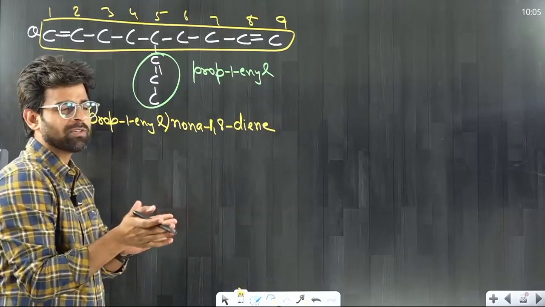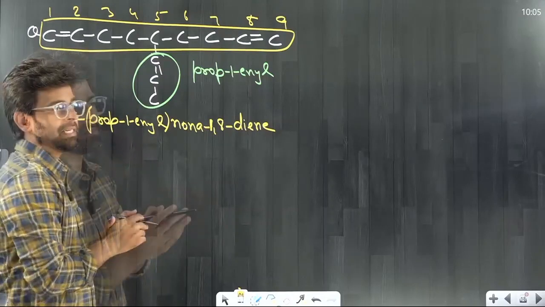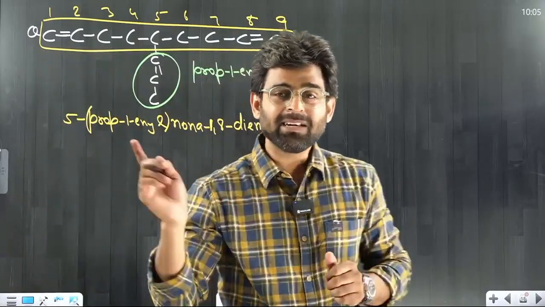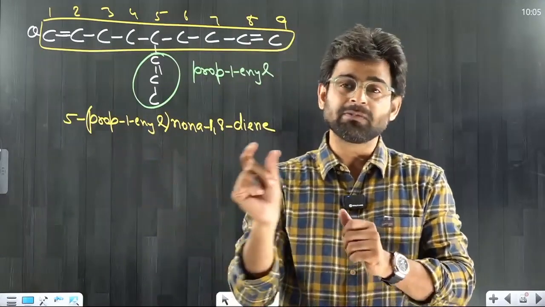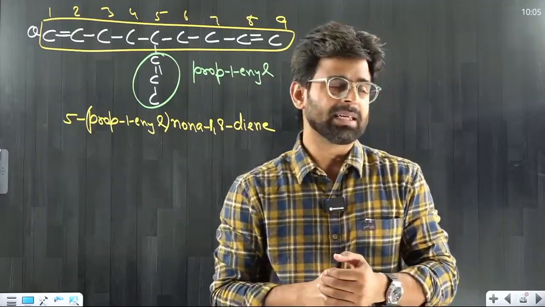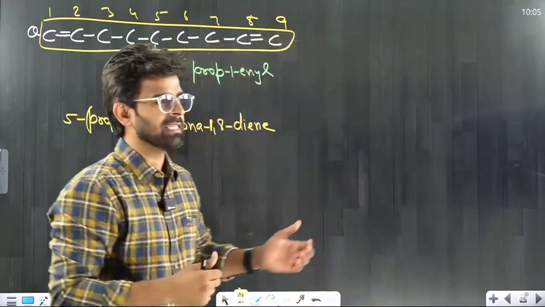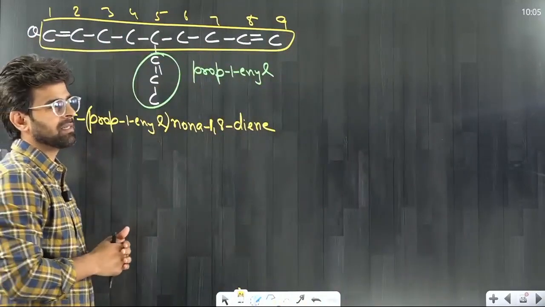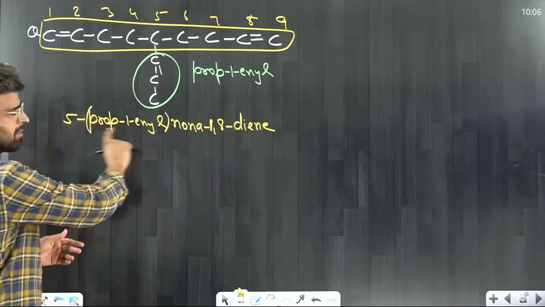There are many rules which we have to learn step by step. Clear? I added one more carbon in the chain because if the chain length becomes the same, then numbering also matters. That's why I increased the chain length to make this my main chain. Okay? Done? So now you can see this is our name.